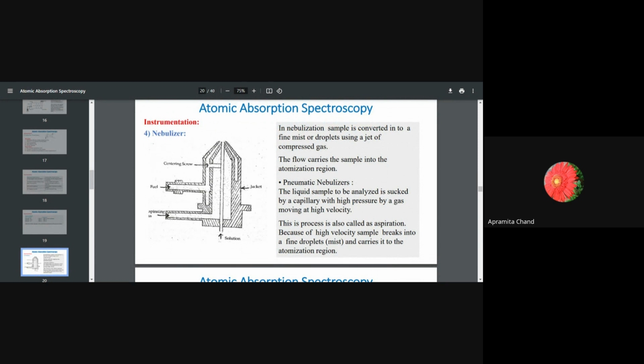In the nebulizer, we know that the sample has to be converted into a fine mist. This is what nebulizers do. In medicine also, we talk of nebulizers, like inhalers. It is kind of the same thing. It just converts the liquid into a jet of droplets. The liquid sample which is to be analyzed is sucked by a capillary with high pressure, by a gas that is moving at high velocity, and this process is also known as aspiration. Because of this high velocity, the sample breaks into fine droplets and carries it to the atomization region.